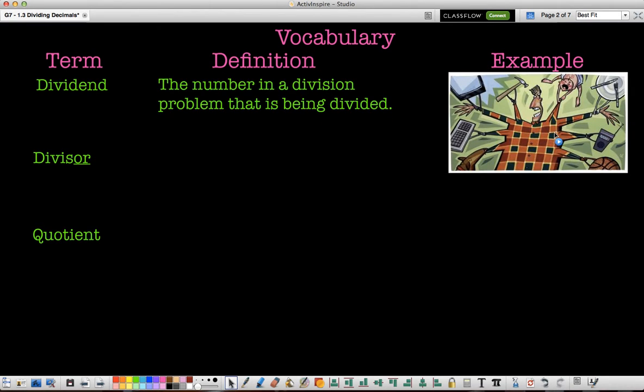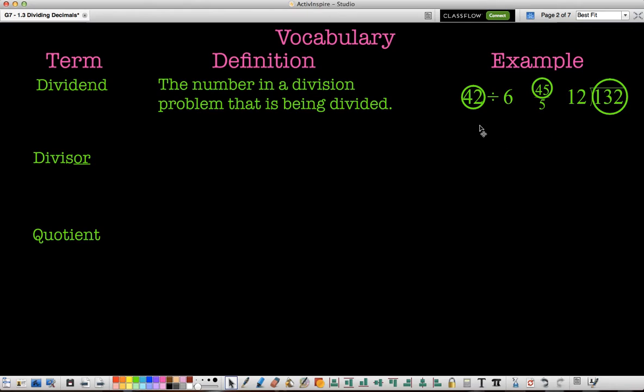Right, so in this picture, we have a dad who's seemingly being divided by sports, radio, chores, the baby, getting stuff done, shopping, computers, pets, all that fun stuff. So the dad in this case is the dividend. He's being divided by all these different things.